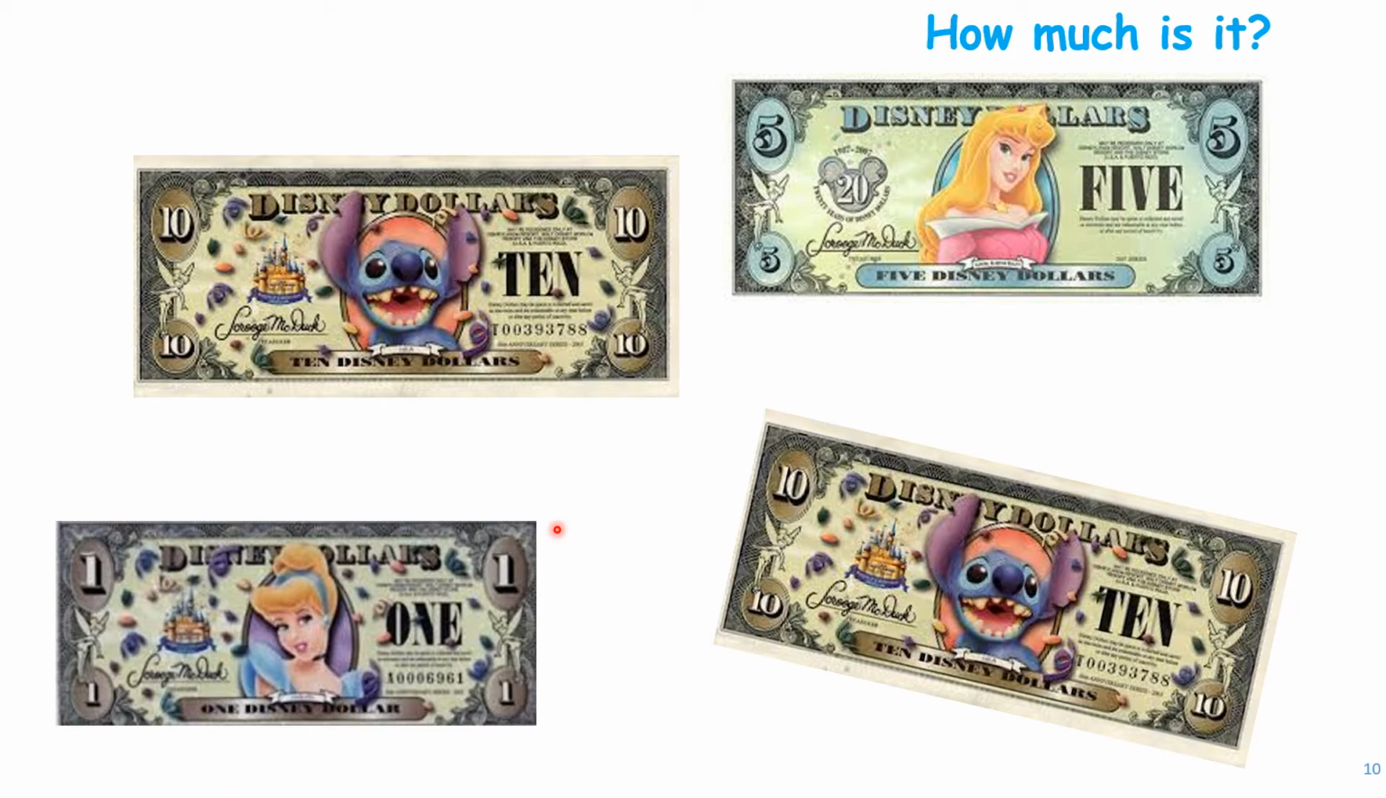10, 5, 10, 1. It's a big number. Okay, I know you can tell me in Thai, but in English, 10 and 10, and 5 and 1, the answer is 26. Okay, I have $26. Very good.